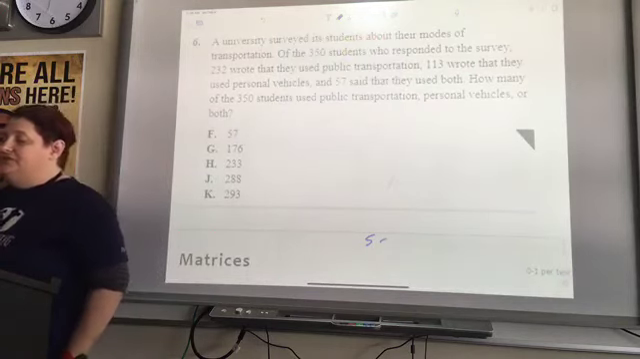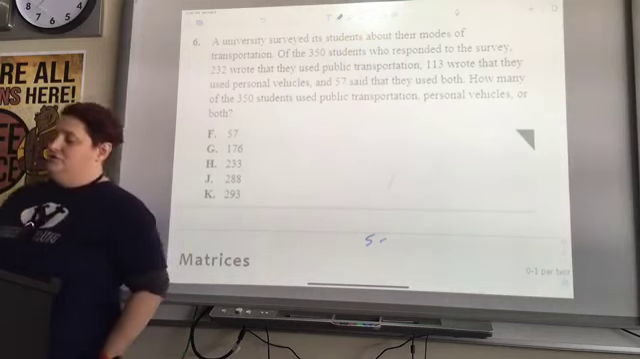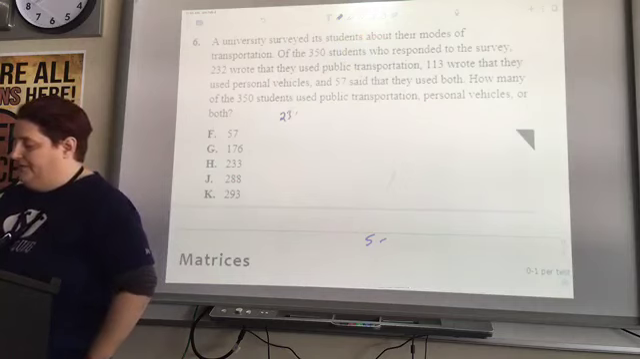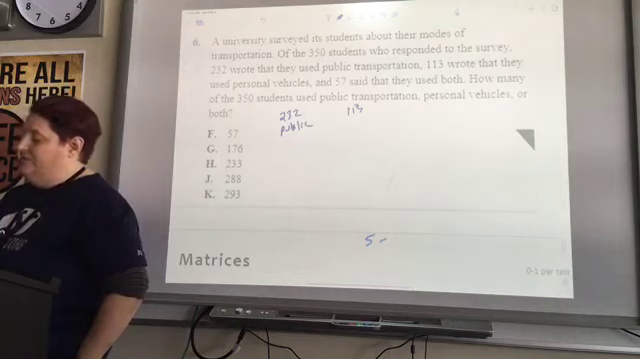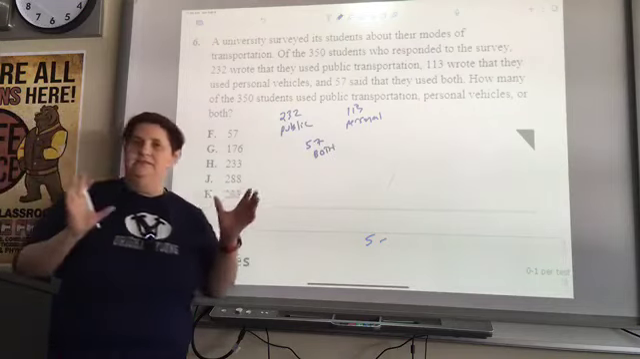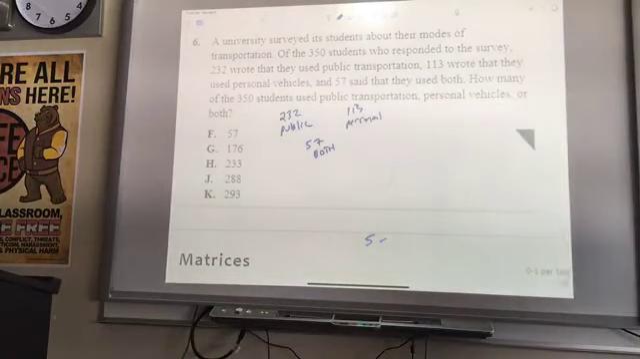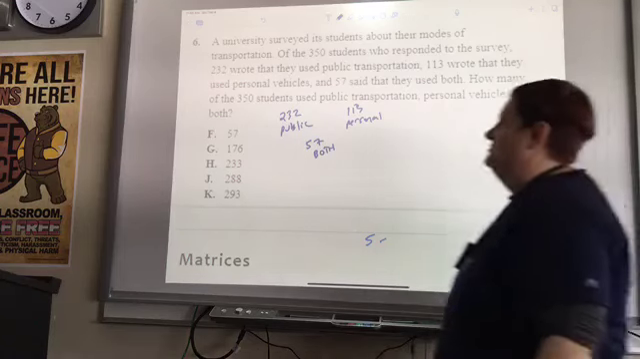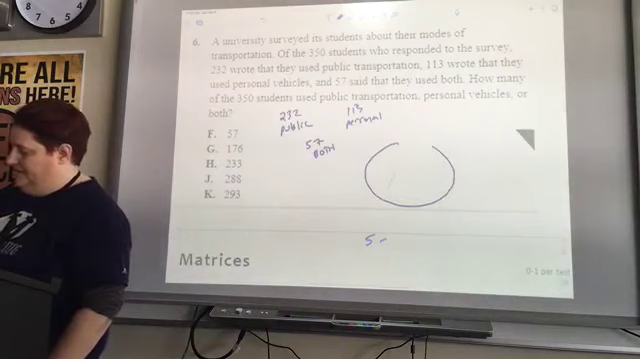A university surveyed its students about their modes of transportation. 350 people responded. 232 wrote they use public transportation, 113 wrote that they use their personal vehicles, and 57 said they use both. Now the problem here, guys, is that there's some overlap. It's not like you can either pick public or personal. Whenever I'm doing a problem that has an overlap in it, you know what I use? A Venn diagram.